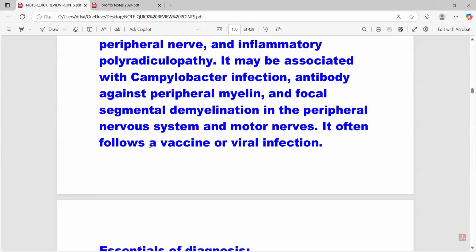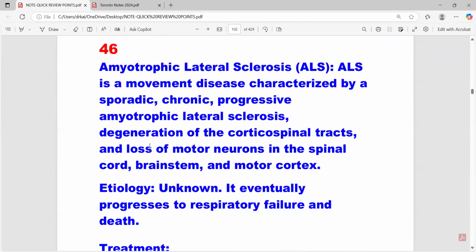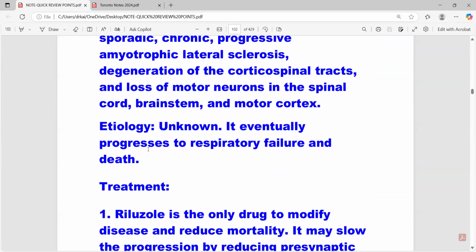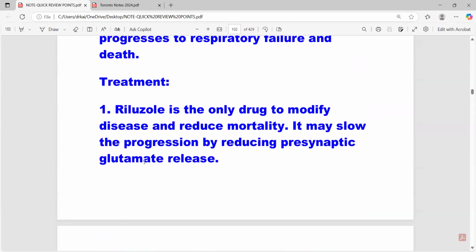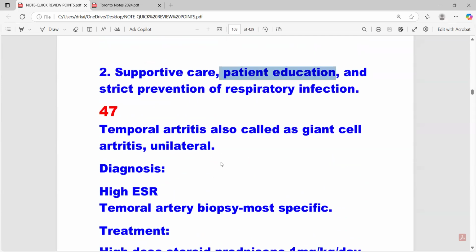Then I think we already discussed Guillain-Barré syndrome as well. Then comes ALS. Although some people say that it's not important, I feel like it's no harm to do a quick read of this one. It's usually unknown and eventually progresses to respiratory failure, because myasthenia gravis can be mixed up with this one. So just quickly read about this one. Then we give riluzole. Supportive treatment and patient education are important, and strict prevention of respiratory infection.